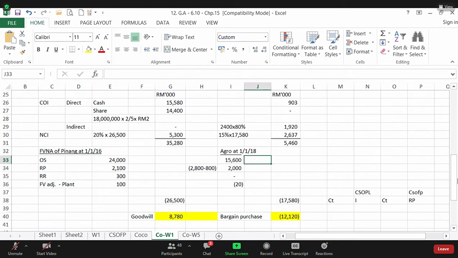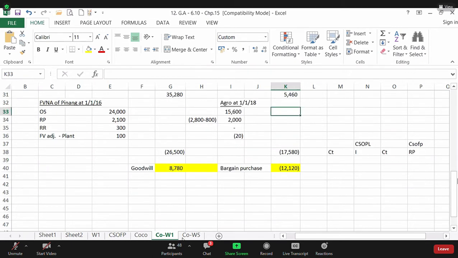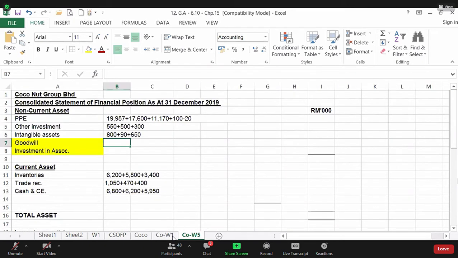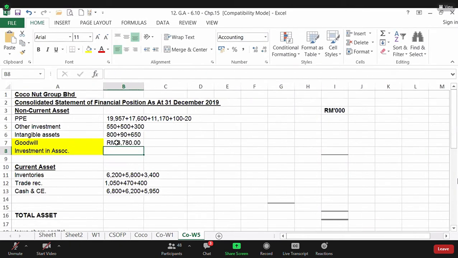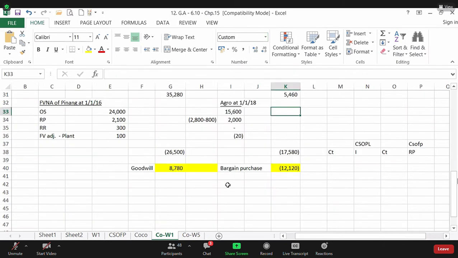So please don't post bargain purchase to goodwill. Goodwill here we only have one item which is 8780. Bargain purchase you cannot put, okay? When you put bargain purchase in the RP, it means the schedule of reserve under parent. Okay? Schedule of reserve under parent.